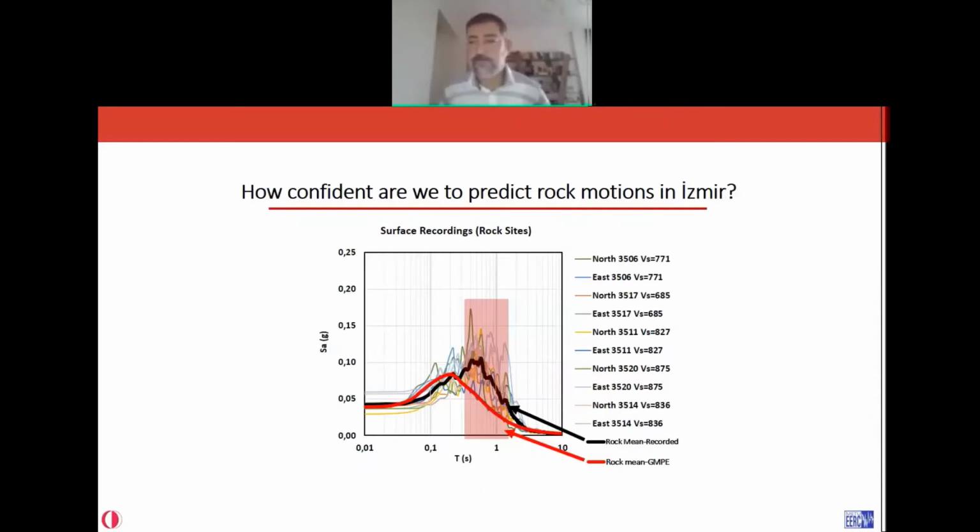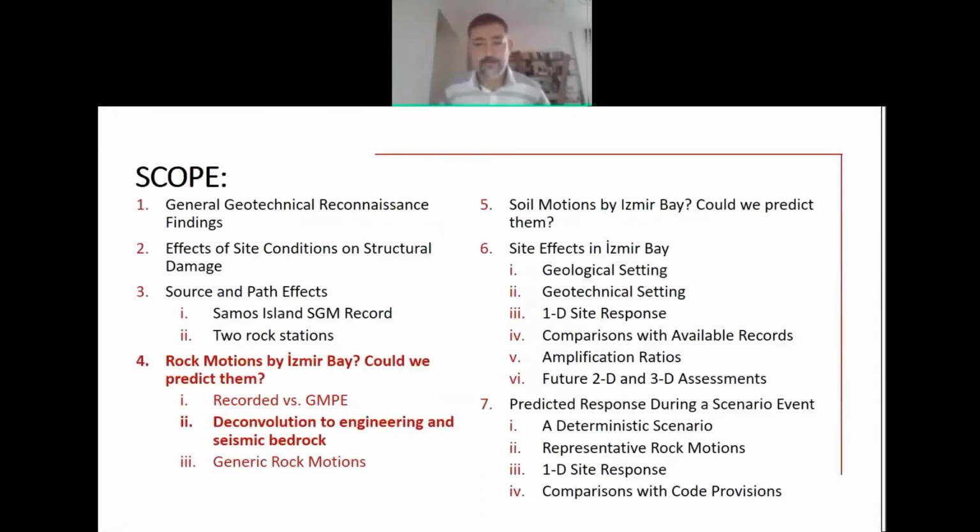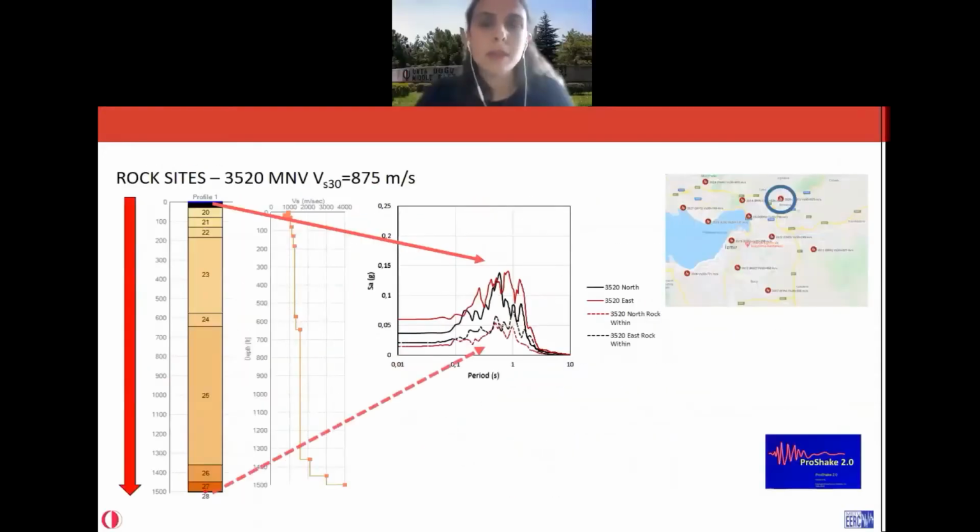In a local sense, we're well aware of the situation in Izmir. We have done some deconvolution studies. Gizem, would you quickly address that? Please, time is limited. I want you to go over it quickly. Deconvolution means we basically did the backward site response analysis to see what is happening at the bedrock levels.